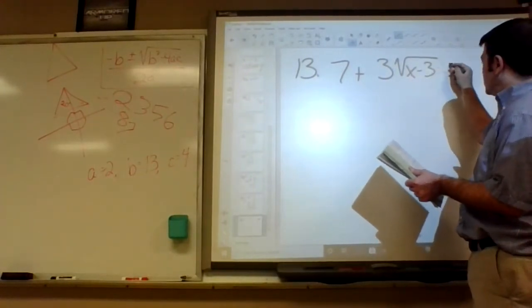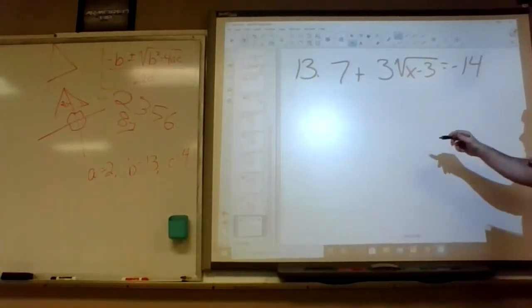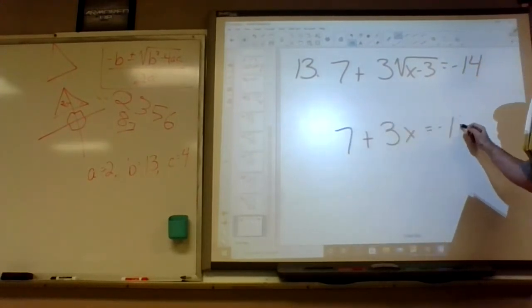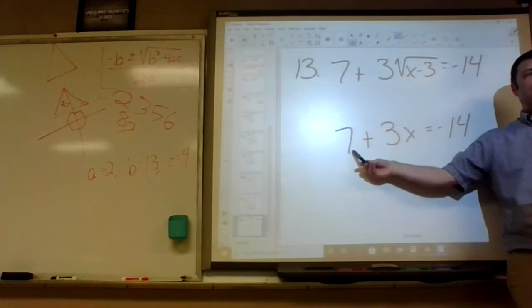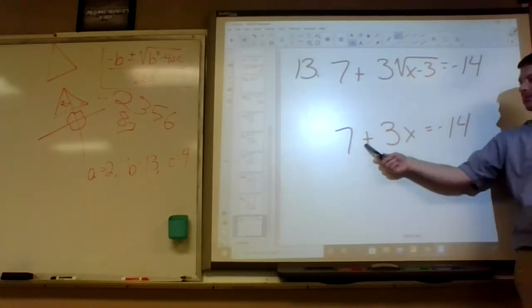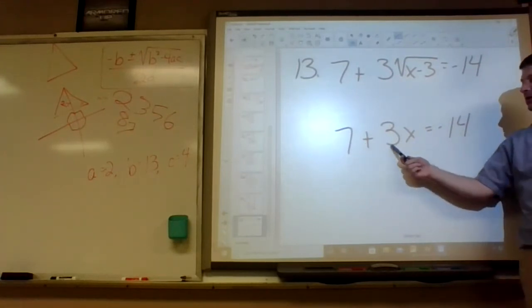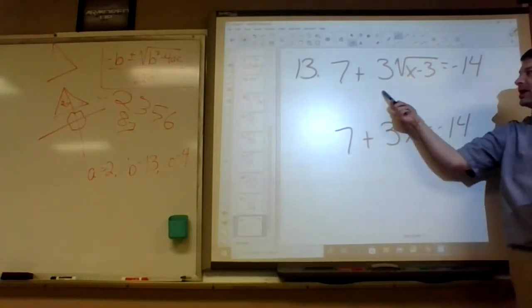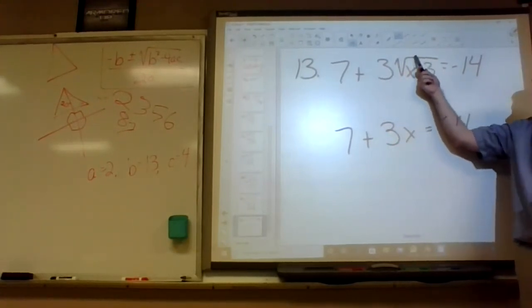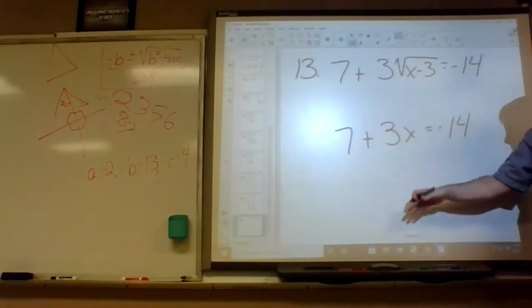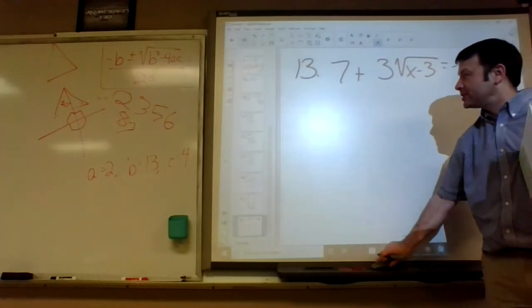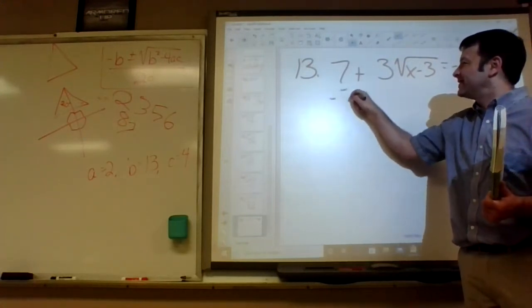Or we have a big divided by mess here. If this was the problem, what would we have done? Minus 7 and divide by 3. So we're going to start the same way. Minus 7, divide by 3, then we're going to get rid of that square root. That's confusing because it's the first time you've seen it.